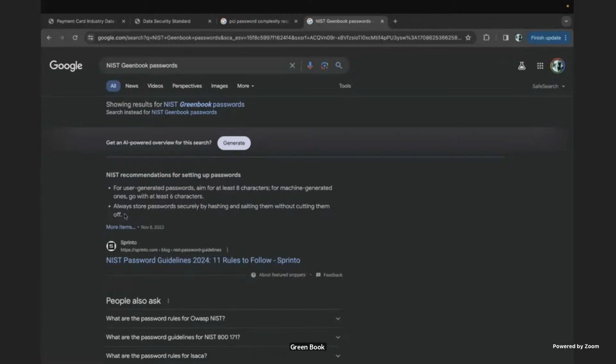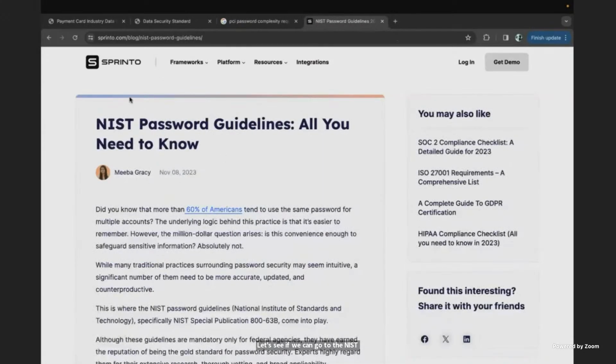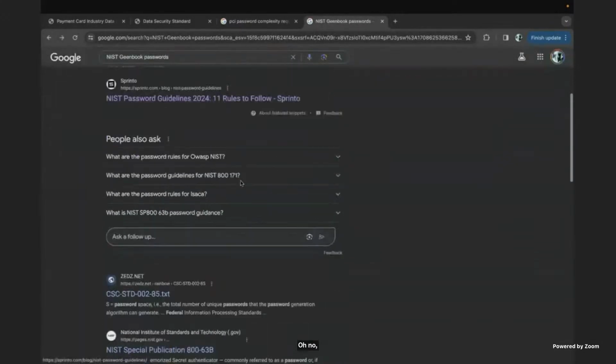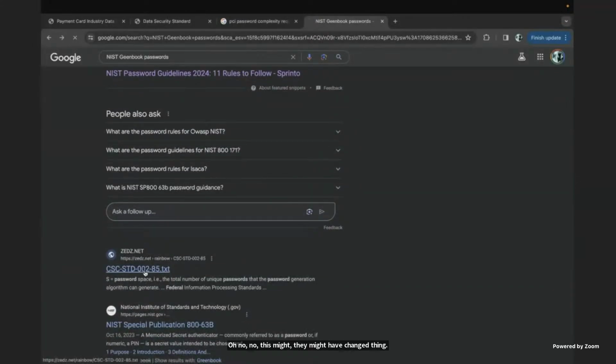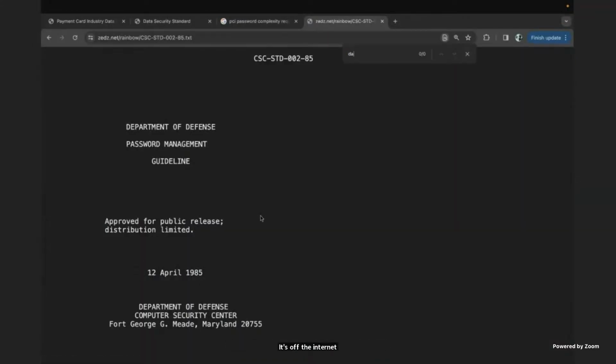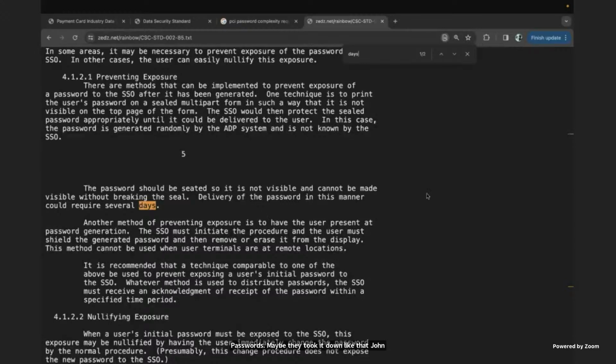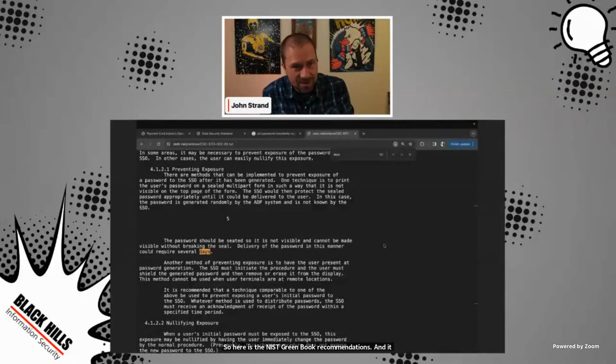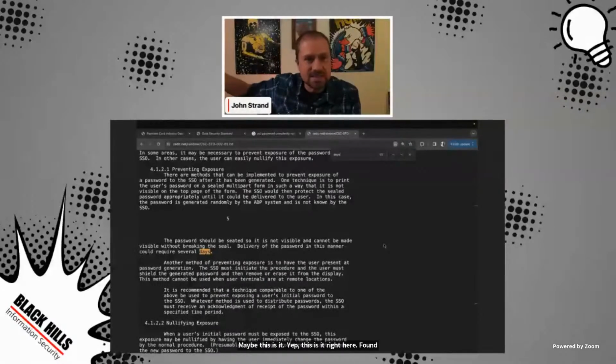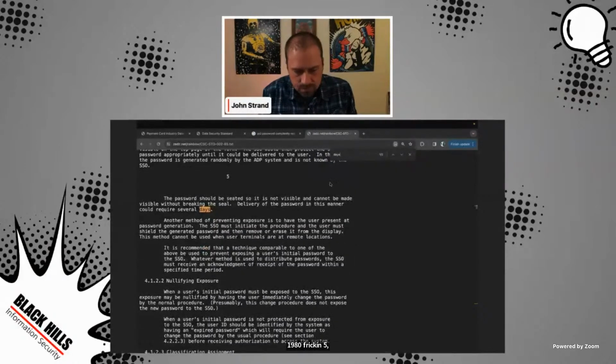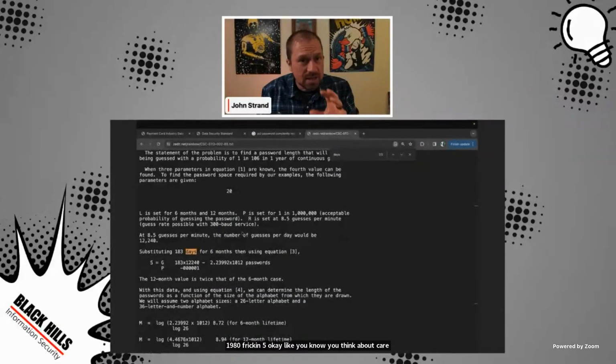So here are the NIST Green Book recommendations. And I'll just paraphrase it because I've talked about it so many times. Maybe this is it. Yep, this is it right here. Found it. All right. So this came out in 1985. 1985. Think about Care Bears, Teddy Ruxpin, boom boxes, all of that. This is it. 1985. Okay, y'all.